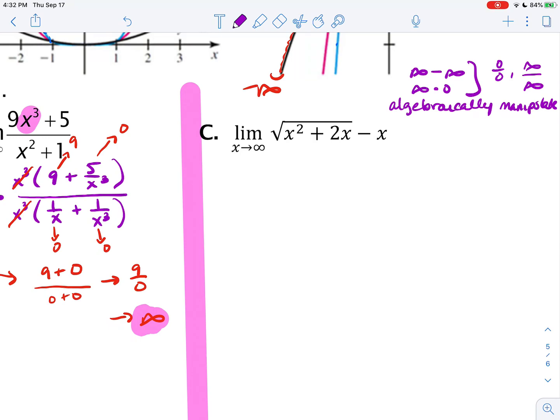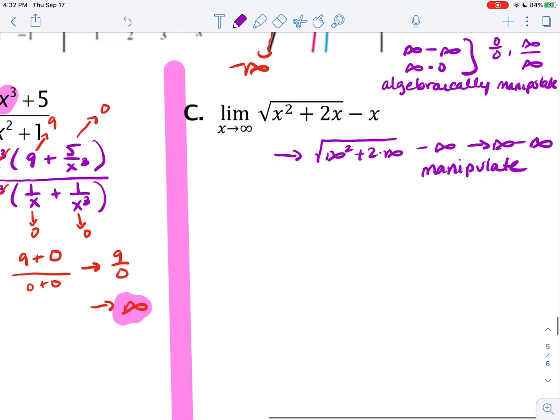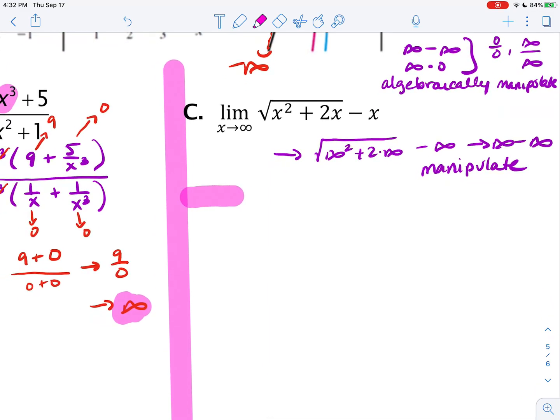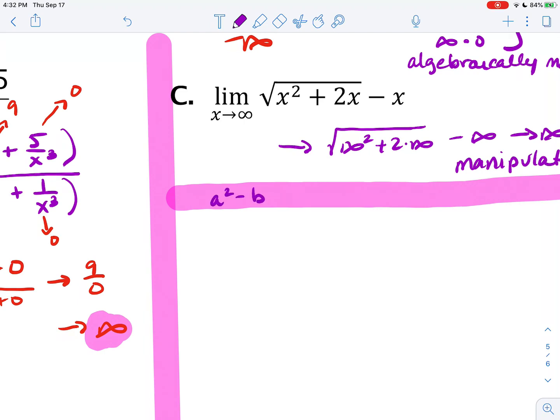So, if we have to algebraically manipulate, notice here that if I were to plug in infinity, this is going to infinity squared plus 2 times infinity minus infinity, and that's going to infinity minus infinity, so we have to manipulate. Whenever you have a radical minus or plus in an expression and you need to manipulate, consider multiplying on top and bottom by the conjugate. And what's the conjugate? The opposite. You want to consider a squared minus b squared equal to a minus b times a plus b, right? That's why the conjugates are the plus or the minus, the opposite.